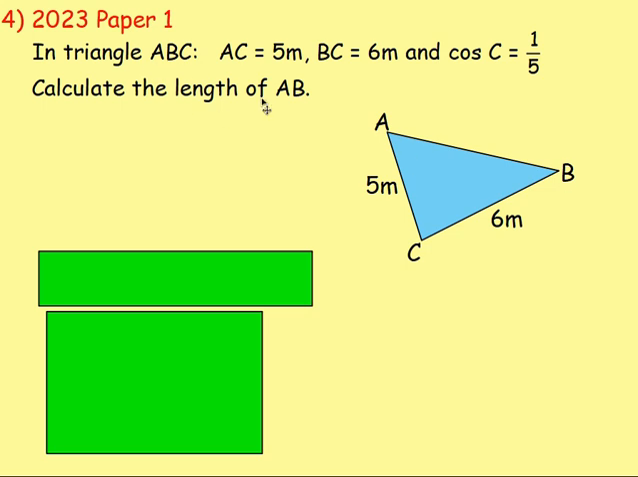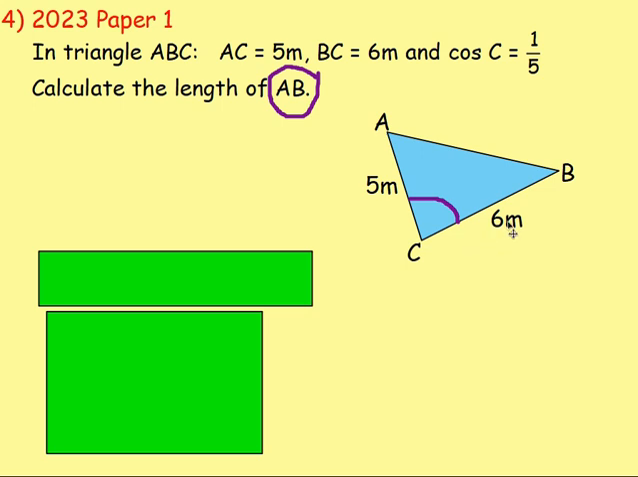Okay, so in triangle ABC, AC is 5 metres, BC is 6 metres, and cos C, so cos of this angle, is 1/5. Calculate the length of AB. So once again, we know it's not the area, so we're not using the area formula, so we know it's going to be sine rule or cosine rule. I would always start you thinking about the cosine rule.